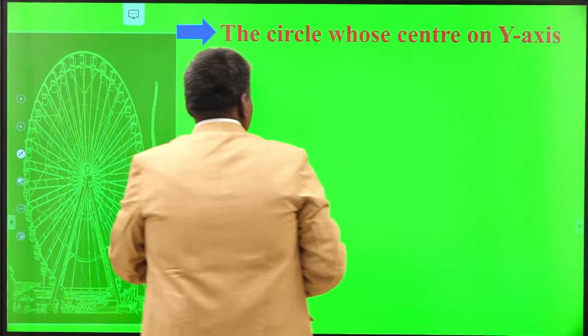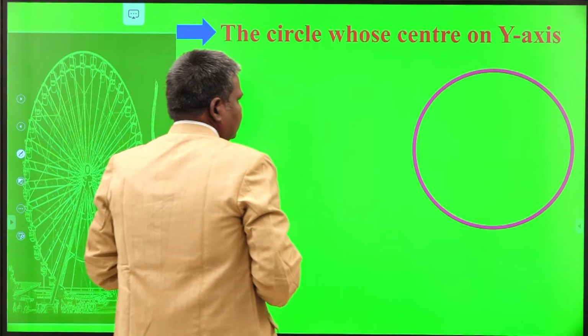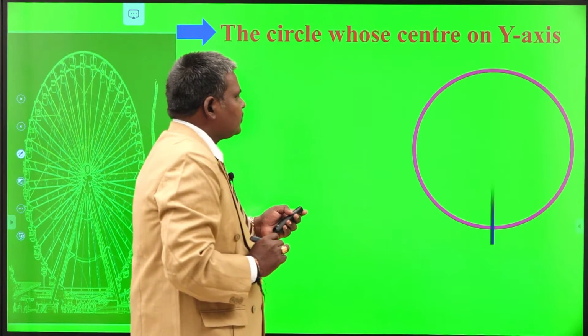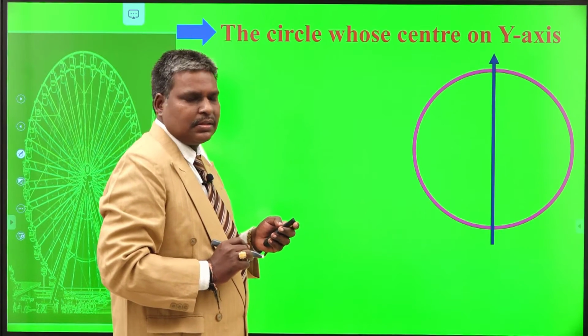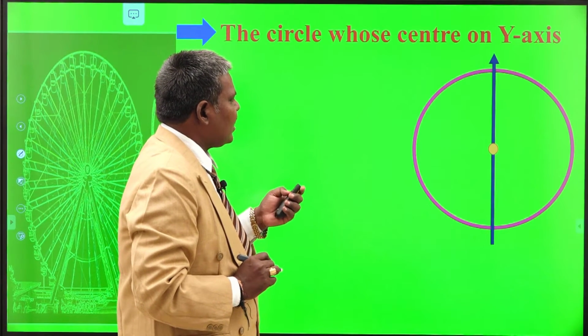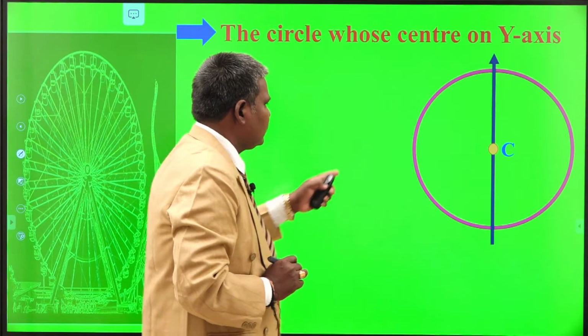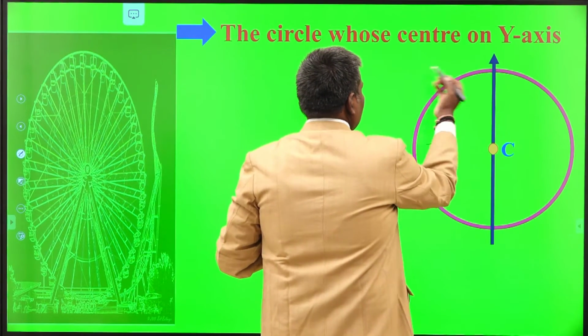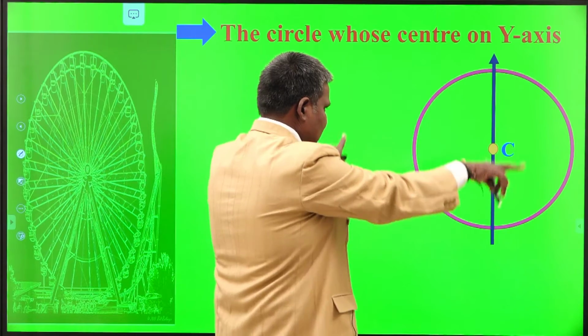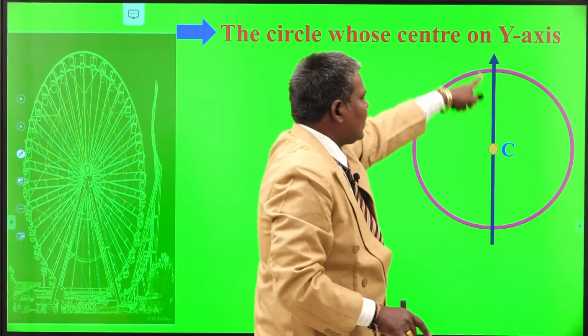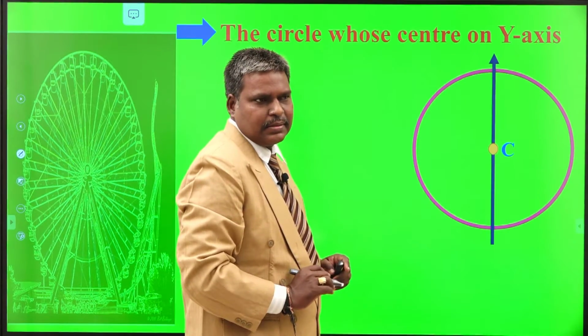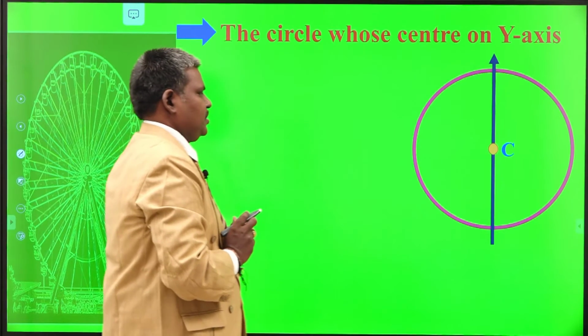Okay, this is your circle. This is the y-axis. Your center lies on the y-axis. Am I correct or not? This is your circle, S equal to 0 or whatever it may be. See, it is your circle. Its center lies on the y-axis. Now, how do we write this equation?